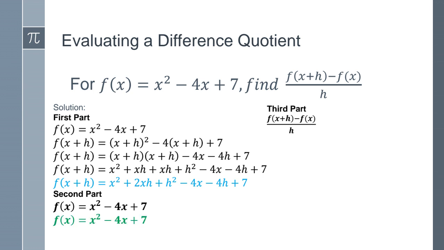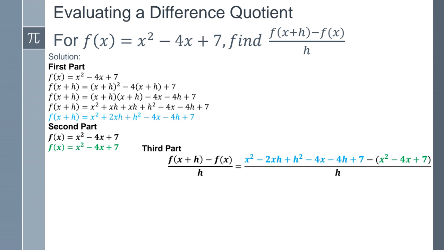So again, the first part was this in blue, minus the second part, which is just the function itself, x squared minus 4x plus 7, divided by h. Let's go ahead and first start by distributing that negative, or the subtraction. So we have a negative times x squared is a negative x squared. Negative times a minus 4x is a positive 4x. And then negative times a positive 7 is a negative 7. Now we want to see if we can combine terms.